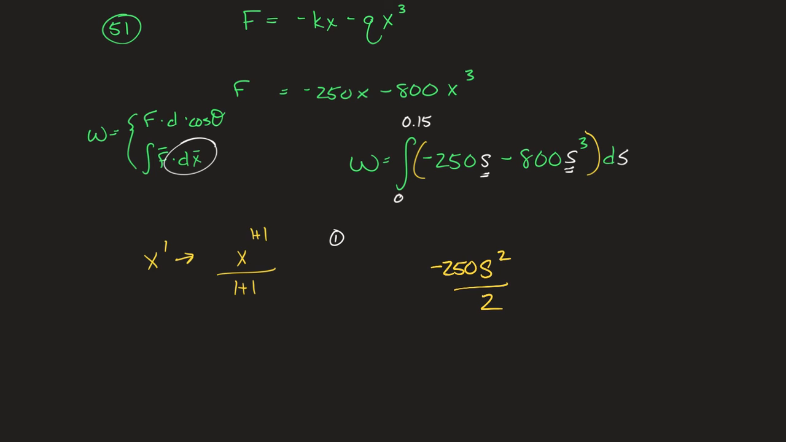It's a polynomial. We've done it for the first nomial. Let's do it for the next nomial. Minus s, add 1 to 3 and get 4. Divide by the new exponent, which is 4. And don't forget the number that was in front of it.